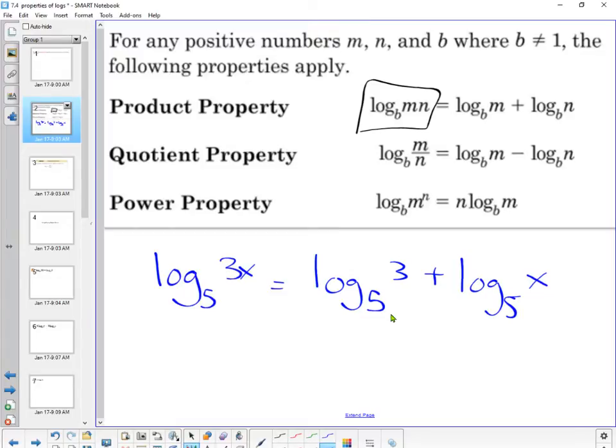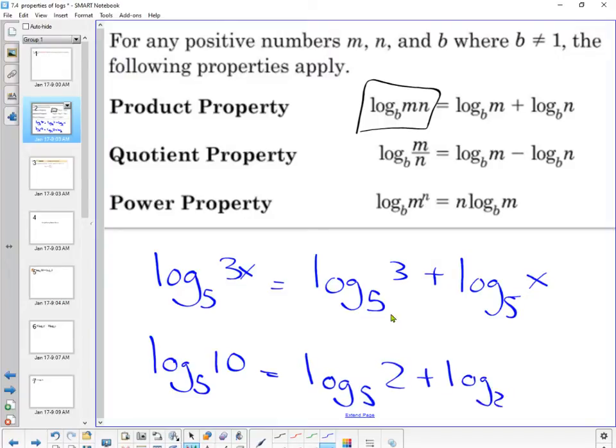I'll give you another example. This might not be as obvious. Maybe if I have something like this, which of course I could throw in my calculator, but maybe you're not allowed a calculator, it's a non-calculator portion. You could break this up as log base 5 of 2 and log base 5 of 5.